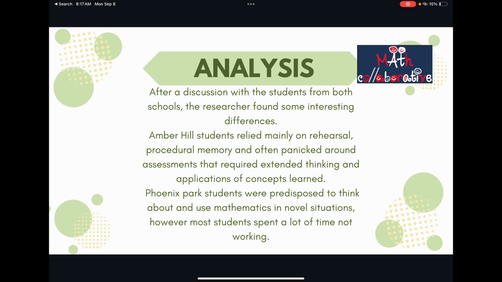After a discussion with the students from both schools, the researcher found some interesting differences. Amber Hill students rely mainly on rehearsal and procedural memory and often panicked around assessments that require extended thinking and applications of concepts learned. However, Phoenix Park students were predisposed to think about and use mathematics in novel situations. However, most students spent a lot of time not working. Again, remember they had all these open-ended projects. Because they were group projects, a lot of the time they were not doing the actual group work until probably the very end. They probably procrastinated and did everything closer to the due date.